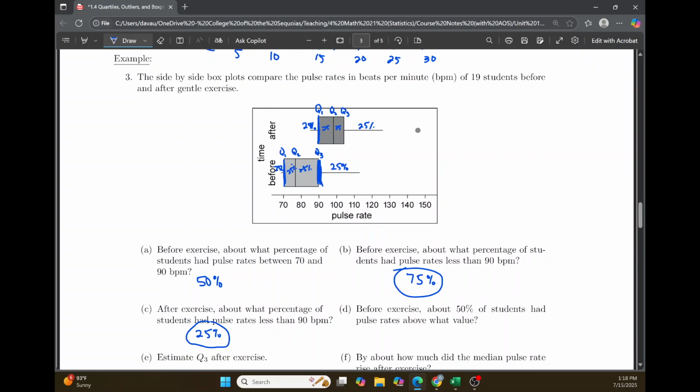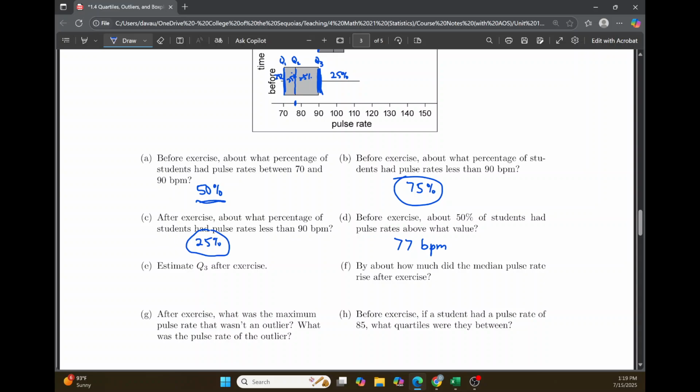So back down to that bottom boxplot. About 50% of students had pulse rates above what value? Well, we already know that 50% of students have a pulse rate between 70 and 90, but now we're being asked, 50% of students have a pulse rate above what value? Well, it can't be above 70 because 75% of students have a pulse rate above 70. It must be whatever this Q2 is, right? I would call that maybe, I don't know, 76, 77. So maybe 77 beats per minute, right? About half of students have a pulse rate above 77 beats per minute.